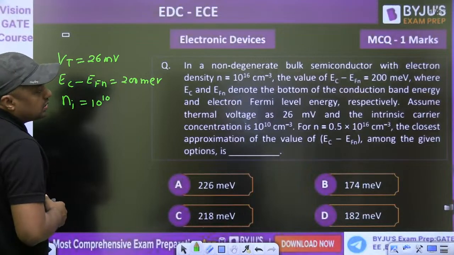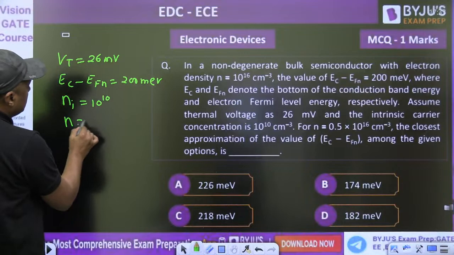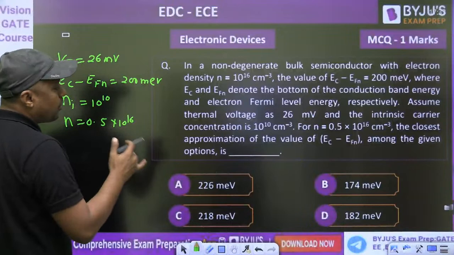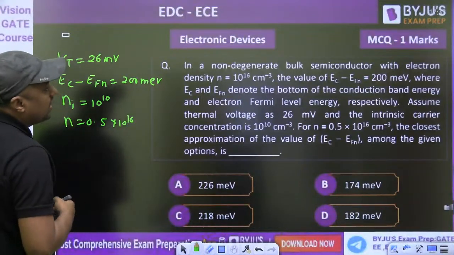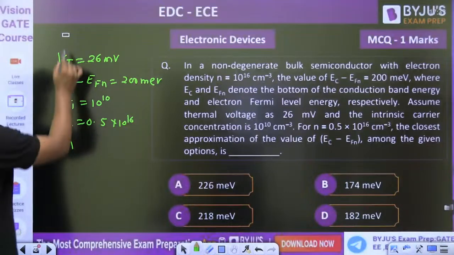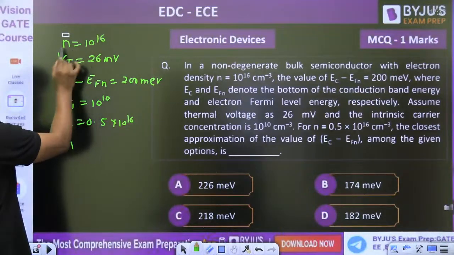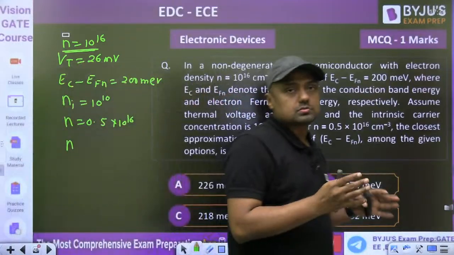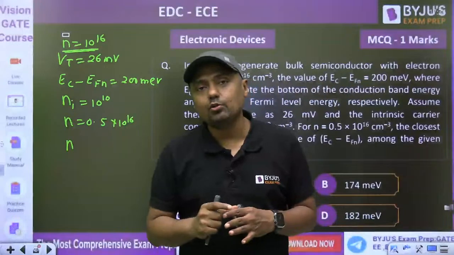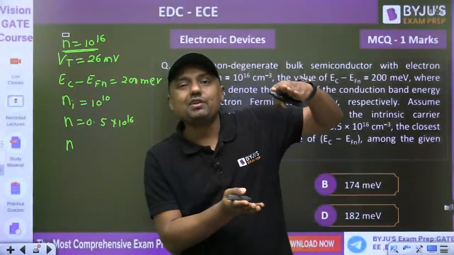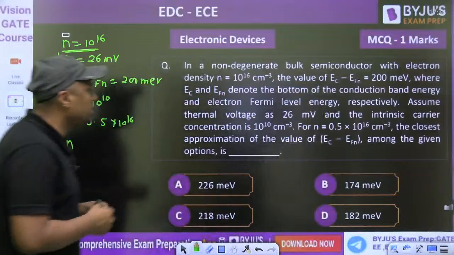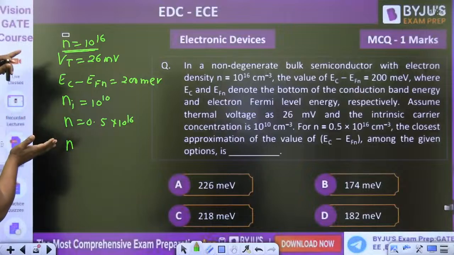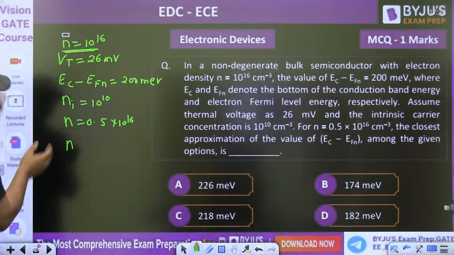For N is equal to 0.5 into 10 raised to power 16, that is the concentration of electron, what is the closest approximation of the value of EC minus EFN? When N is 10 to the power 16, this is the condition. But when N reduces, it will become half of the previous value. Then what will be the gap between EC and EF? Will it increase or decrease? We are just making the concentration half. Then what about the gap between EC and EFN?